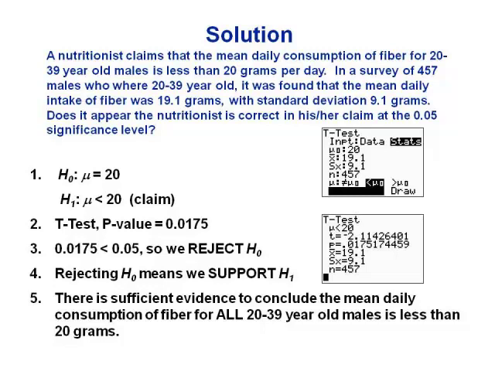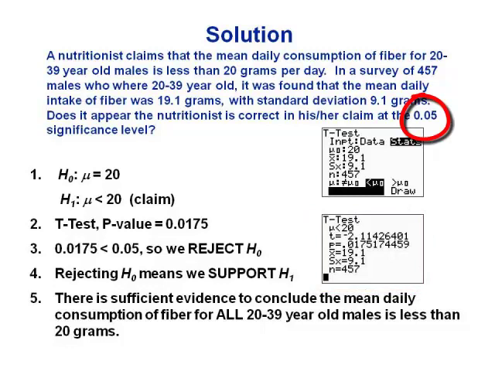So we go into Stat, Tests, pick number 2. We do have the mean and the standard deviation, so we want the Stats setting, not Data. And then we'll put in the claim of 20, X bar, S, N. We have a less than in our alternative, so we'll choose that and then calculate. And that'll bring up your screen with your p-value. 3 significant digits, 0.0175. Our significance level in this problem is 0.05.